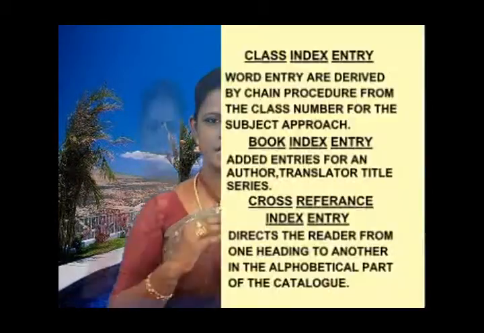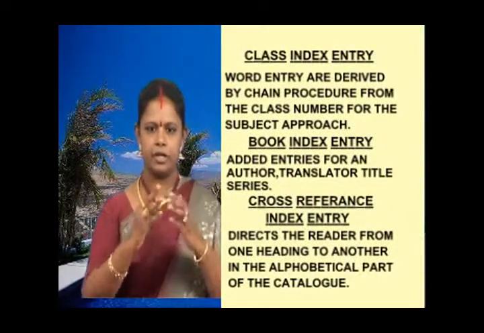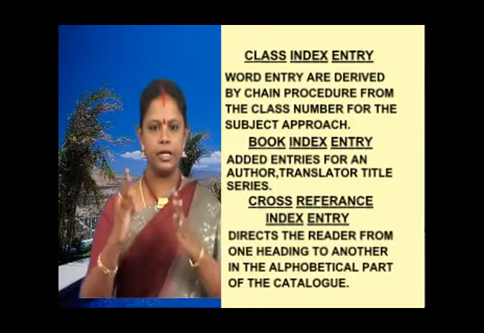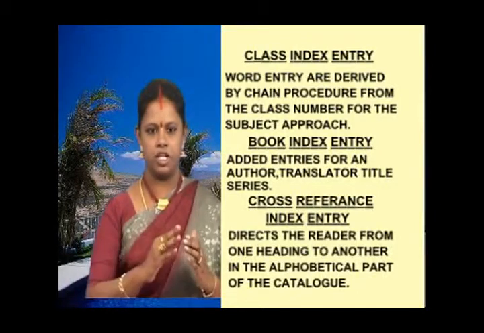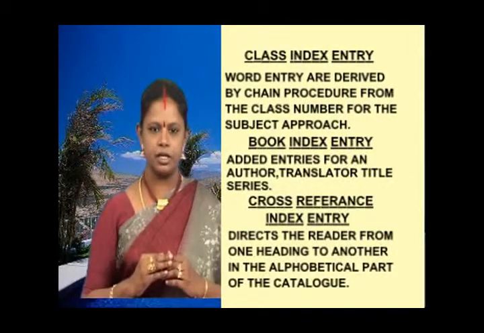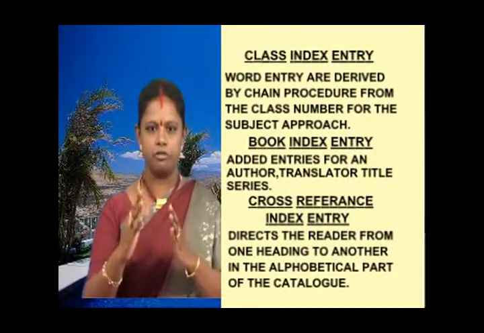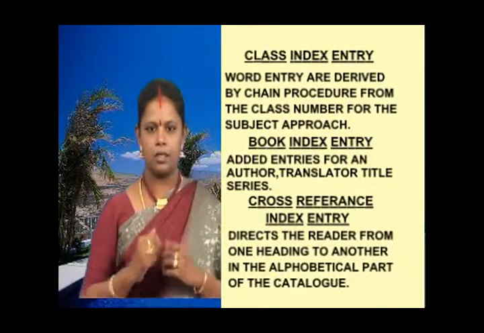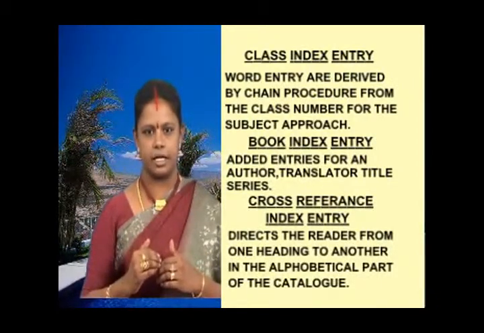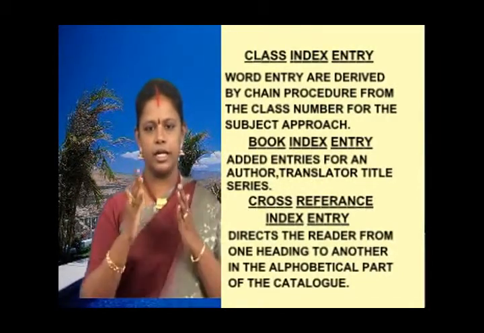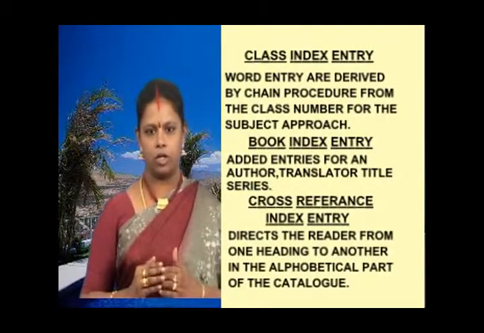The first one is the class index entry. It is a word entry derived by the chain procedure from the given class number of the main entry for a subject approach. What is a book index entry? It is an added entry given for an author, title, collaborator, and series. The next one is the cross-reference index entry. It directs the readers from one heading to another in the alphabetical part of the catalog.